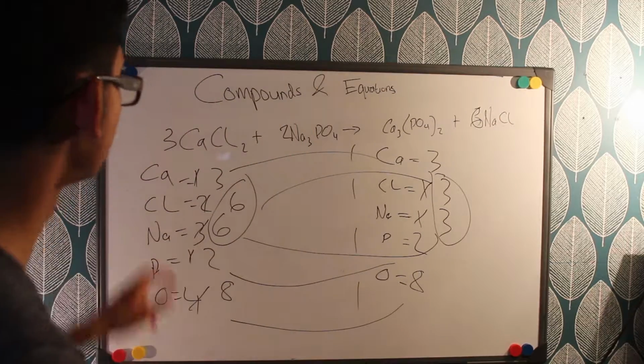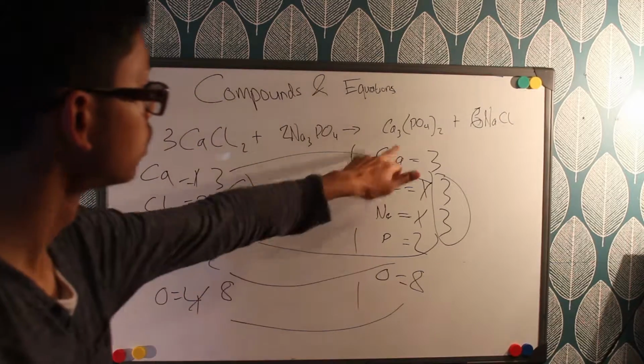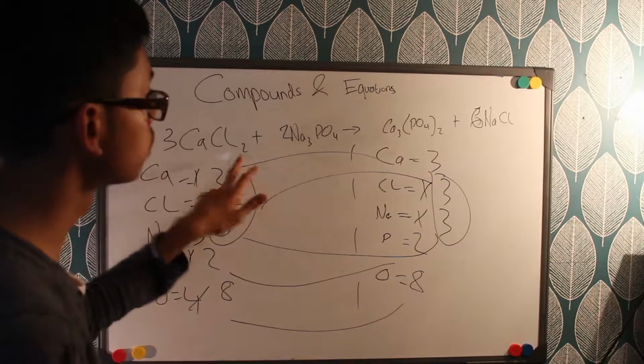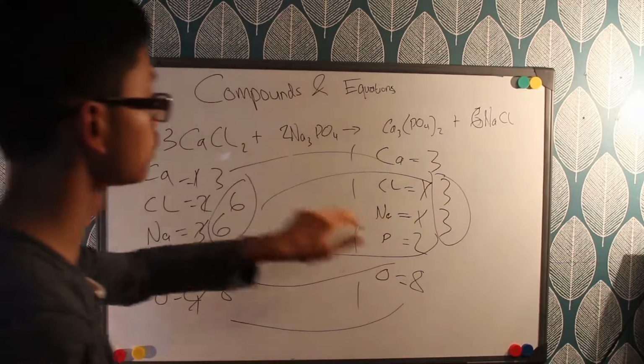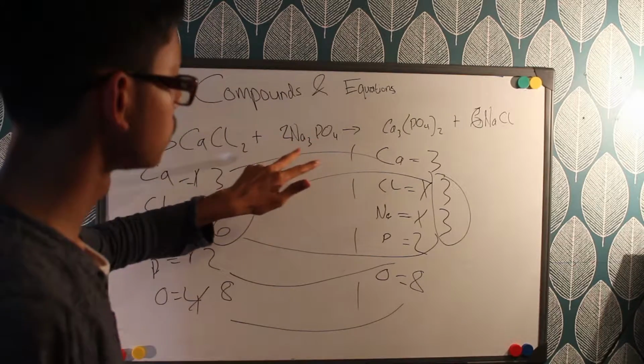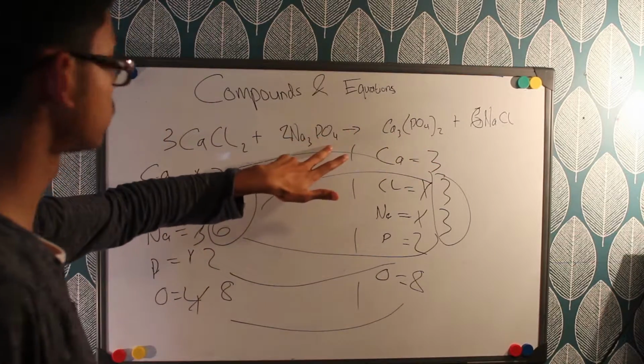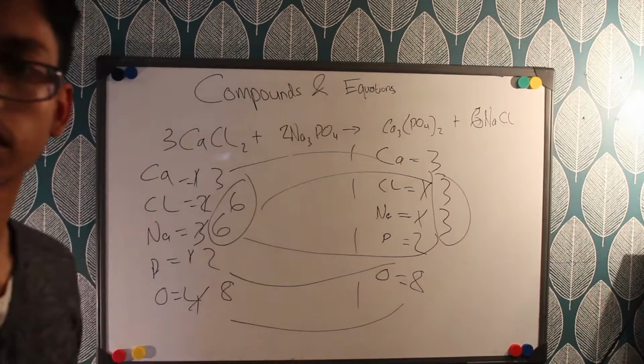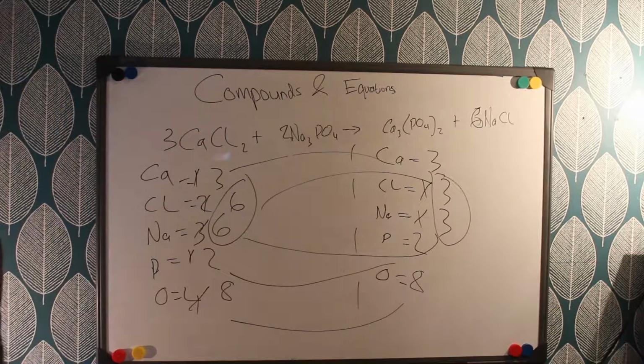So let's see what we've got. 3 calcium, 6 chlorine, 6 chlorine, 6 sodium, 6 sodium. 2 phosphorus, 8 oxygen, 8 oxygen. That's done. We just balanced this equation.